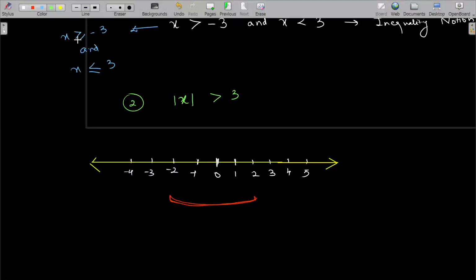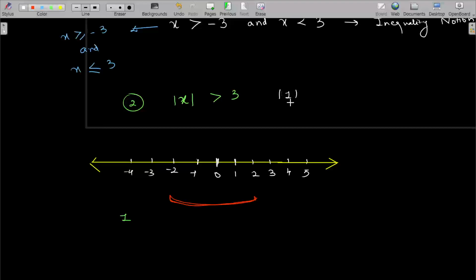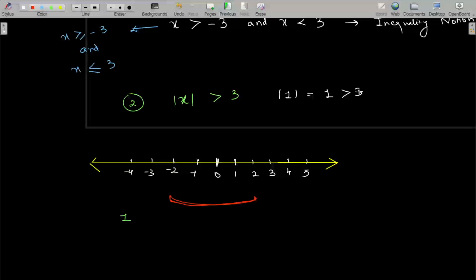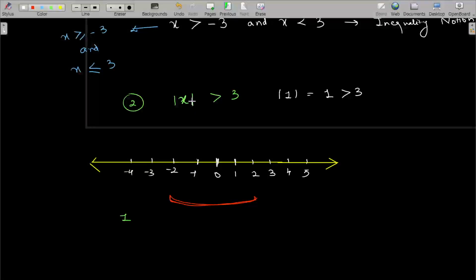If you take any point between this interval, let's take 1, and now check your answer. Substitute 1 in the question. So you get absolute value of 1, which is 1. And now is this greater than 3? Is 1 greater than 3? No. So that means this interval is not correct. We have to take those points whose absolute value will be greater than 3.